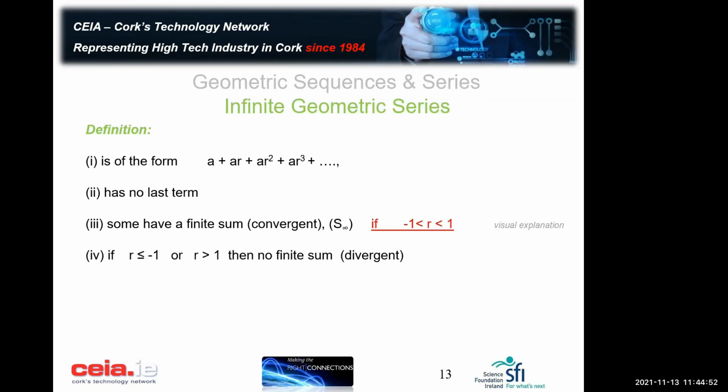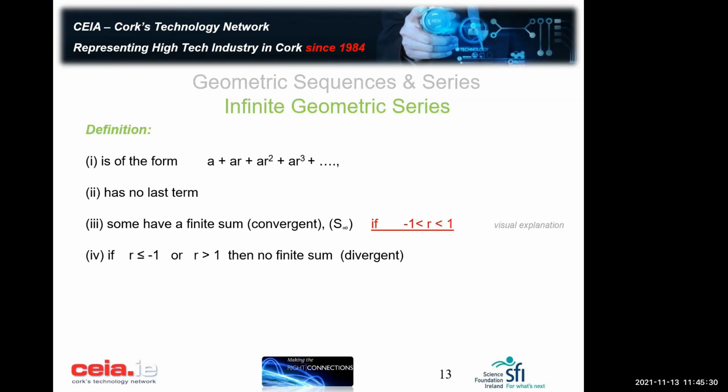If r is multiplying by 2 and 3 and 4, that's an example of a divergent series, because you're multiplying by a whole number, and it means that the terms are getting bigger and bigger, and as n approaches infinity, of course, the sum becomes infinite and you can't put a sum on it. So if r is less than or equal to -1, or r is greater than 1, there is no finite sum, it's divergent. That's exactly what I was saying.